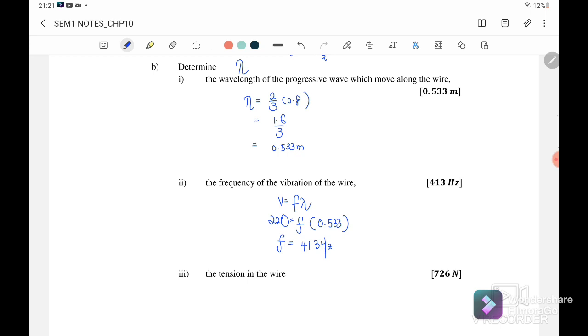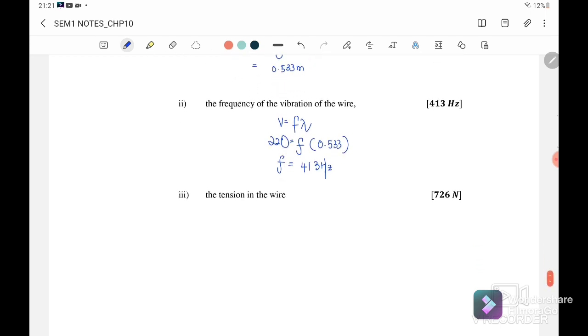Next one, we want to find tension. As mentioned just now, v for the string is equal to square root of tension over mu, where mu is equal to mass per unit length. So we must find out what mu is first, where m is 12 grams, so we must convert into kg, and the length is 80 cm, so it's equal to 0.8 meter. Therefore mu we will get 0.015 kg per meter.